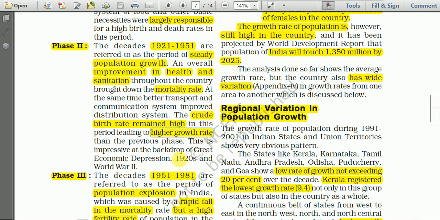Okay, remember phase 2, that is between 1921 and 1951, is referred to as the period of steady population growth. During this time, the crude birth rate remained high, whereas the death rate declined considerably due to improvement in health and sanitation. So this phase 2 of population growth in India can be compared with the beginning of stage 2 of the demographic transition.